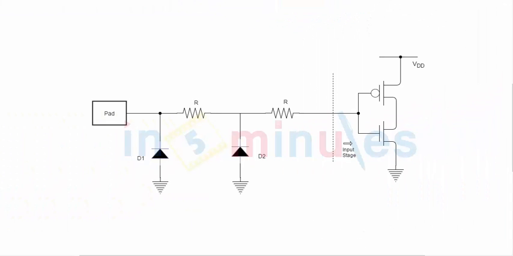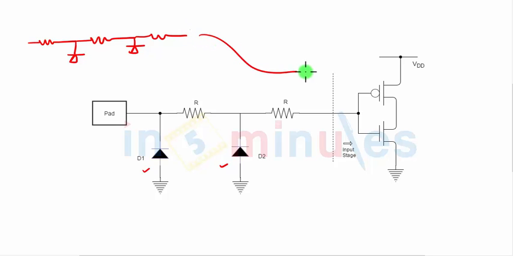Here I have shown two diodes, R1 and R2, and I have just made resistors. A lot of books also tend to show this circuit as a resistor, a diode, a resistor, a diode, and a resistor. And this is my CMOS inverter, in this case a CMOS circuit or an input stage. And this is my pad, which will help me to communicate with the external world.